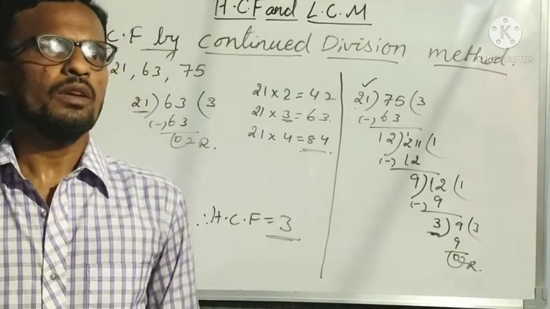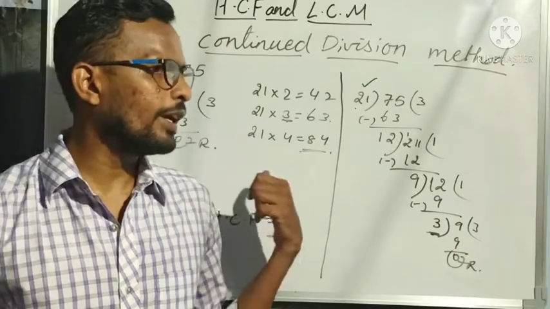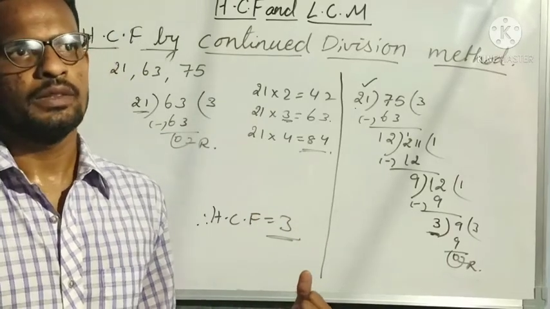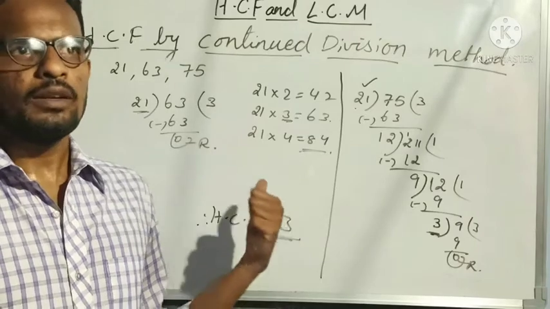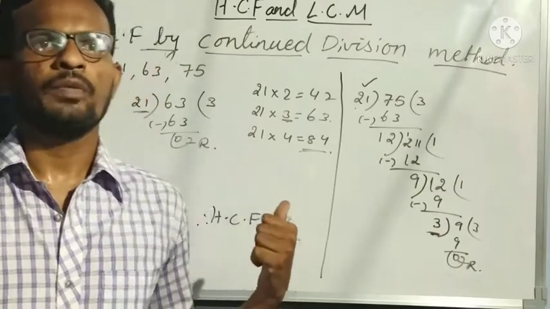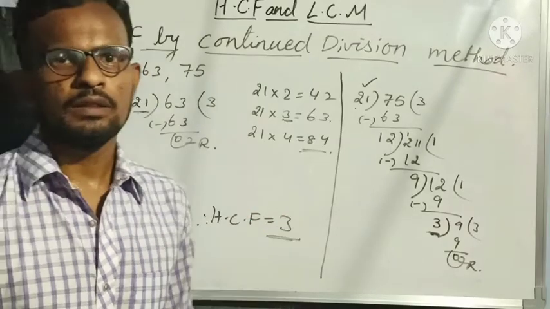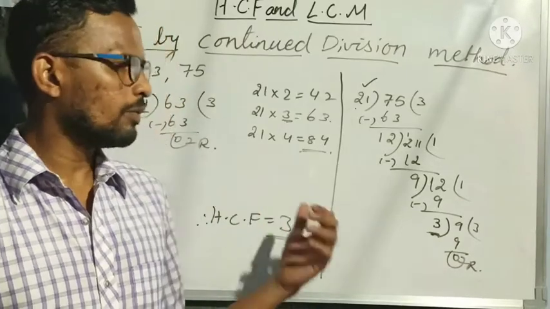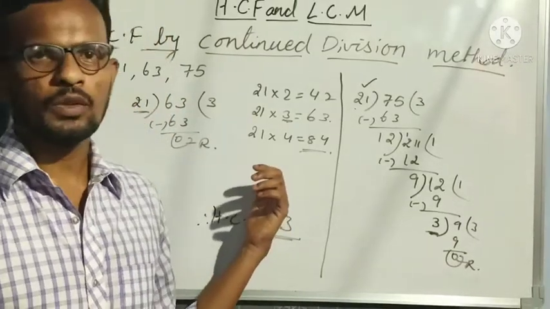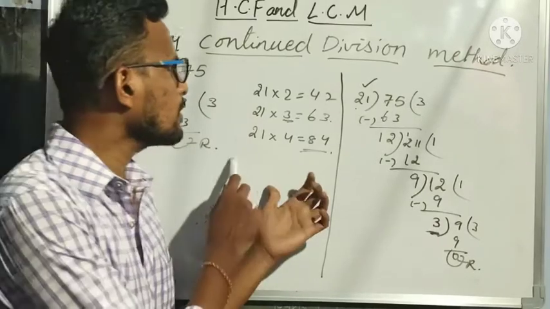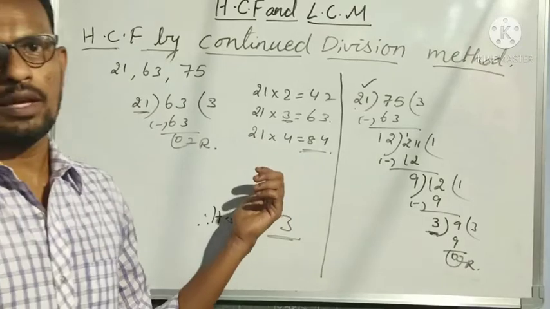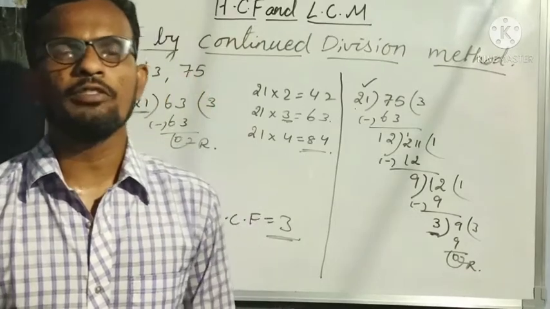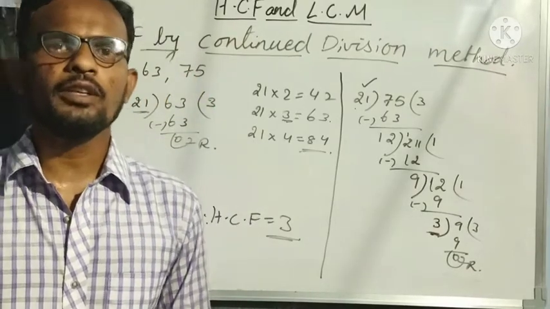So students, this is the basic level of finding HCF by prime factorization and continued division method, which is helpful for learning HCF and LCM when you are a beginner in mathematics. Understood? So try to practice this type of problems and find out HCF and LCM. First find out HCF by using these two methods, prime factorization and continued division methods. So this is my topic for today.